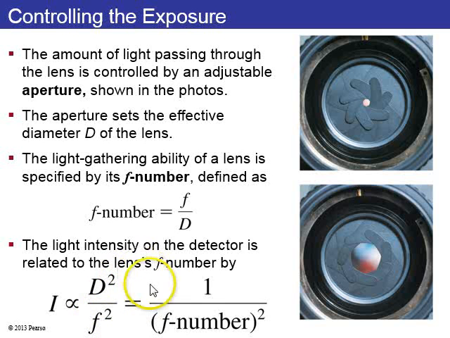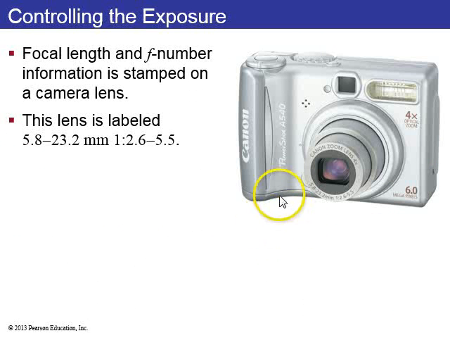So the area of the image on the detector gets greater by the square of the focal length. So the intensity on the detector is proportional to basically the area of the aperture divided by the area of the size of images on the detector. So it's d squared over f squared. Turns out to be proportional to 1 over the f number squared. And that's why we have focal length and f number usually stamped somewhere on a camera.